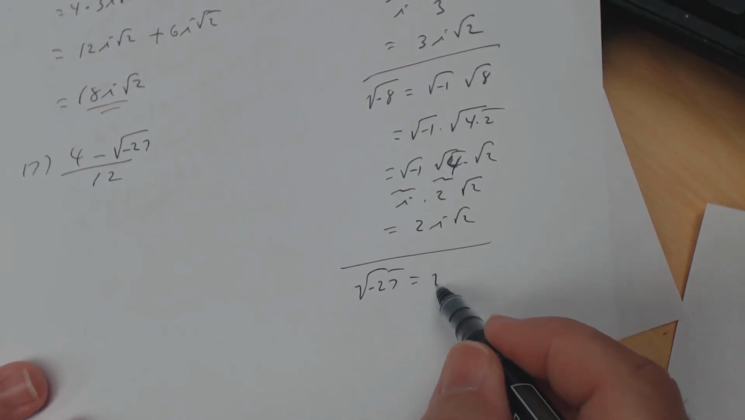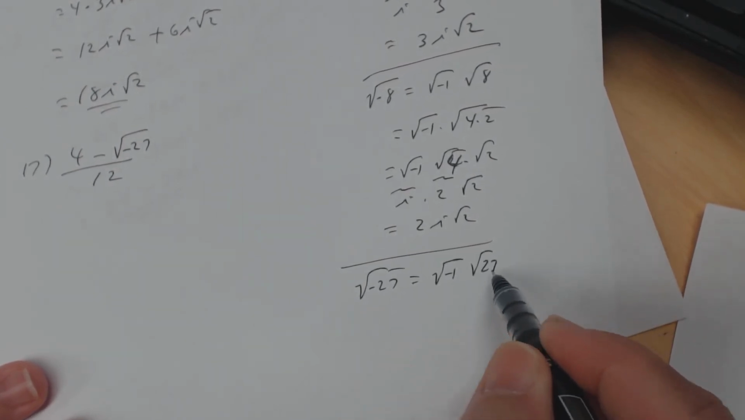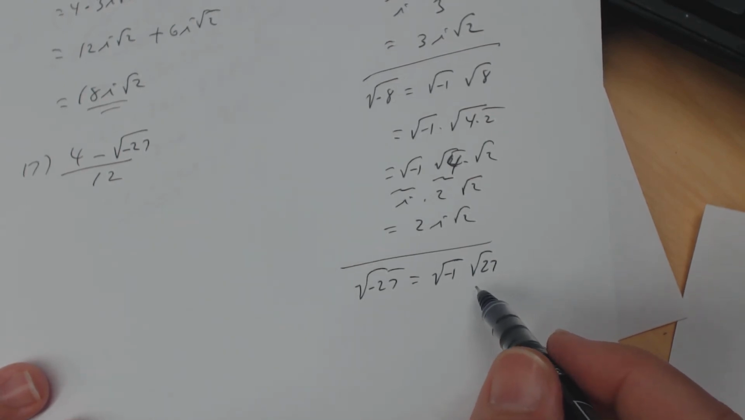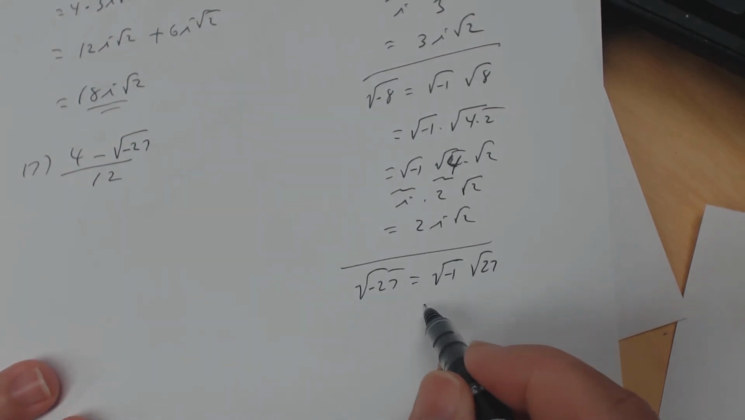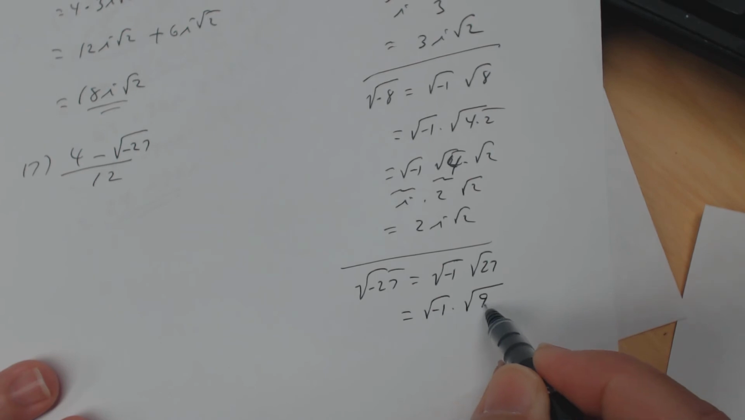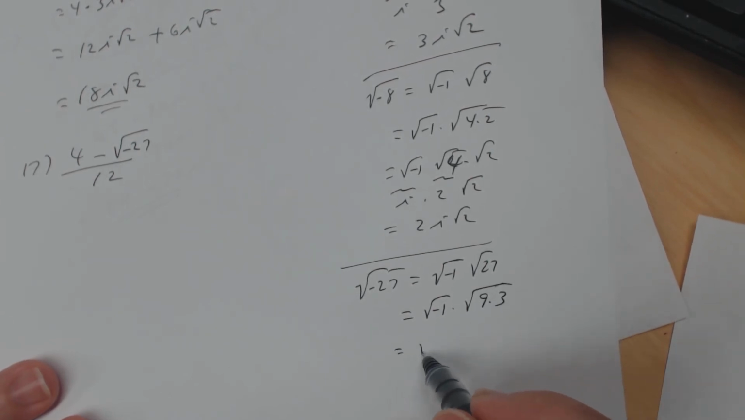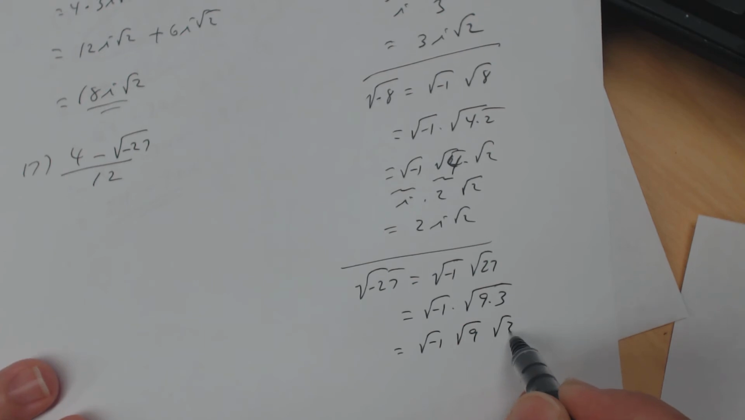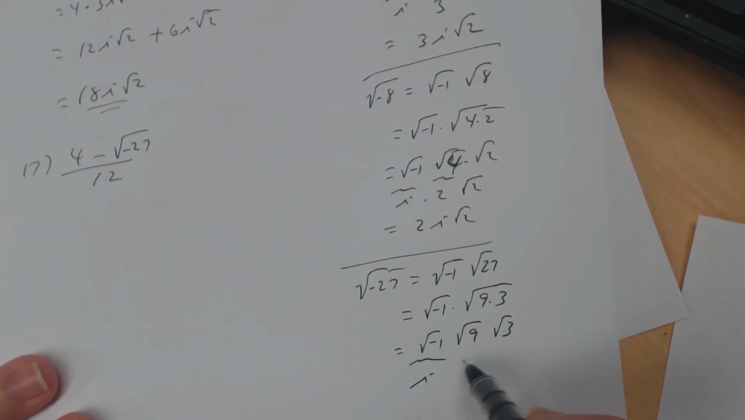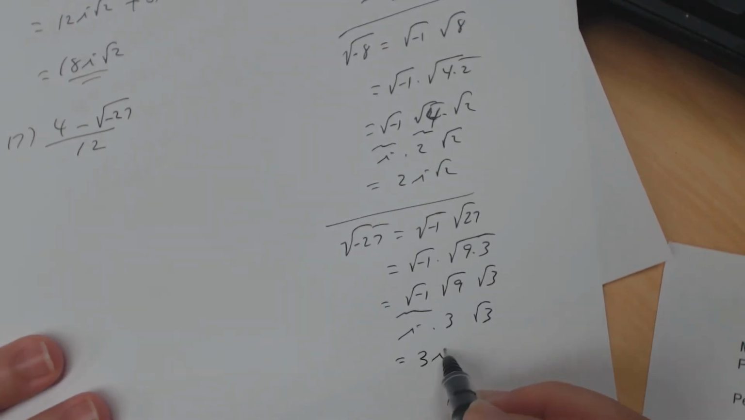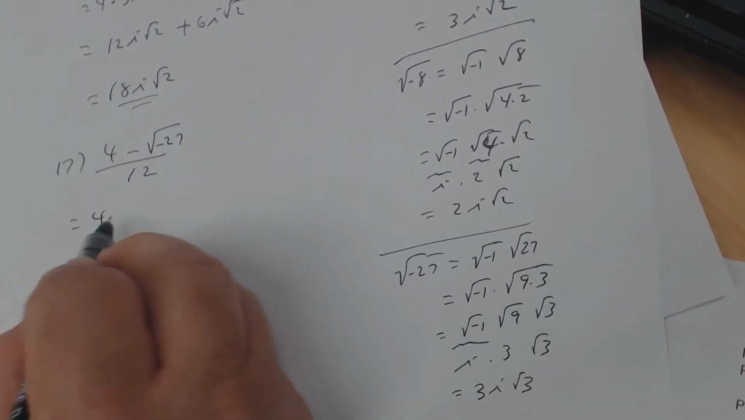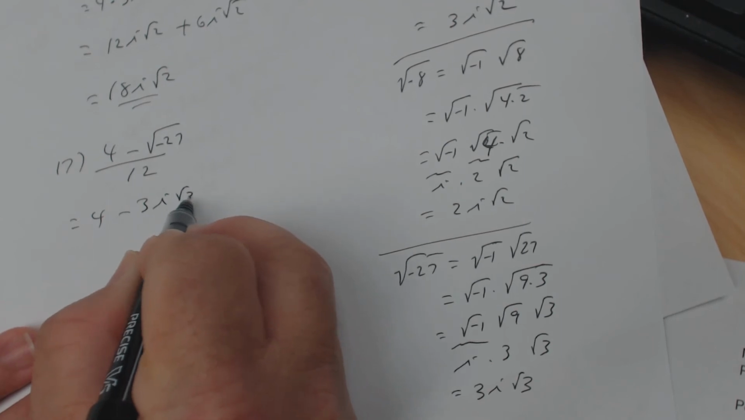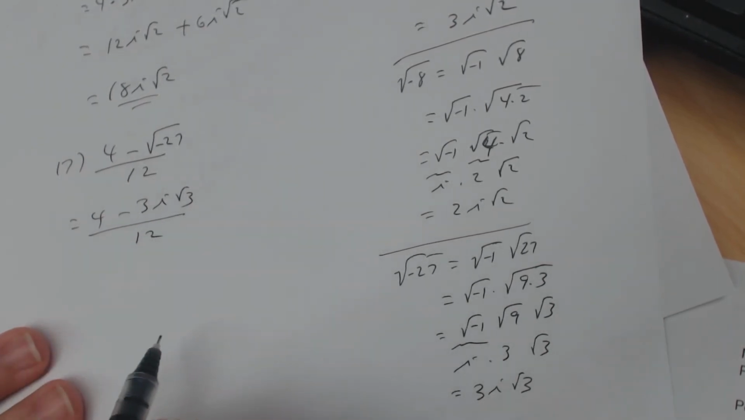So that becomes the square root of negative 1 times the square root of 27. Now we all know that 27 is not a perfect square, but other than 1, the largest perfect square that goes into 27 is 9. So I can write this as the square root of negative 1 times the square root of 9 times 3. So it becomes the square root of negative 1 times the square root of 9 times the square root of 3. The square root of negative 1 is i, the square root of 9 is 3, and I'm left with the square root of 3. So this becomes 3i square root of 3. So that's going to go here, so this becomes 4 minus 3i square root of 3, all over 12.